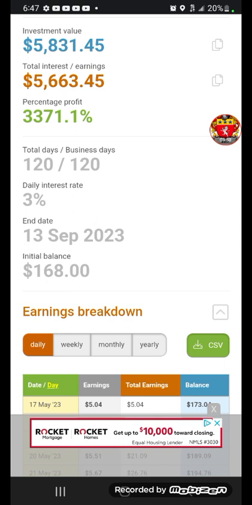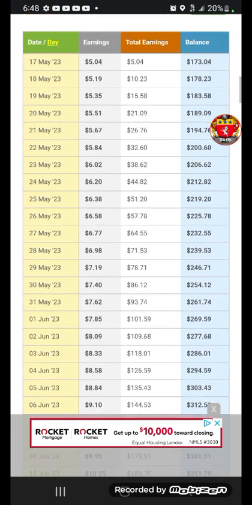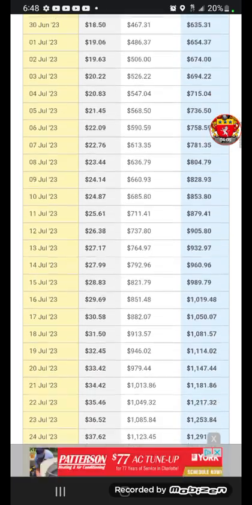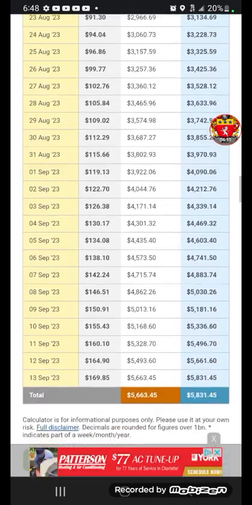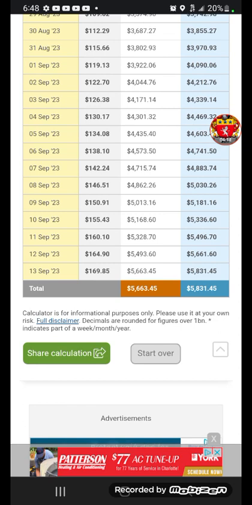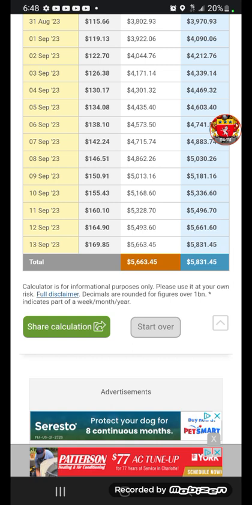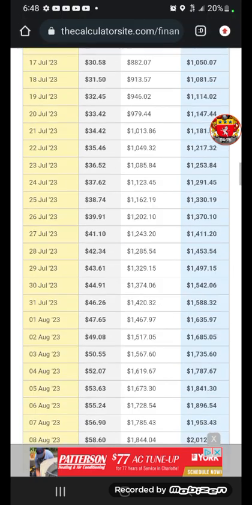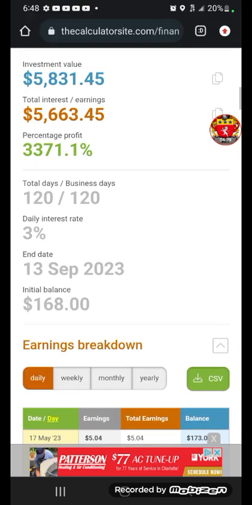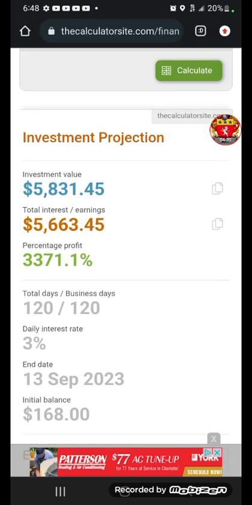Right now we're getting 3 trades a day, which is like 11%. I know I said 8% because I haven't 100% confirmed those numbers, and according to my calculations, it's 8%. So that's $169 a day after 4 months, bringing your investment up to $5,800. That's a 3,371% profit.